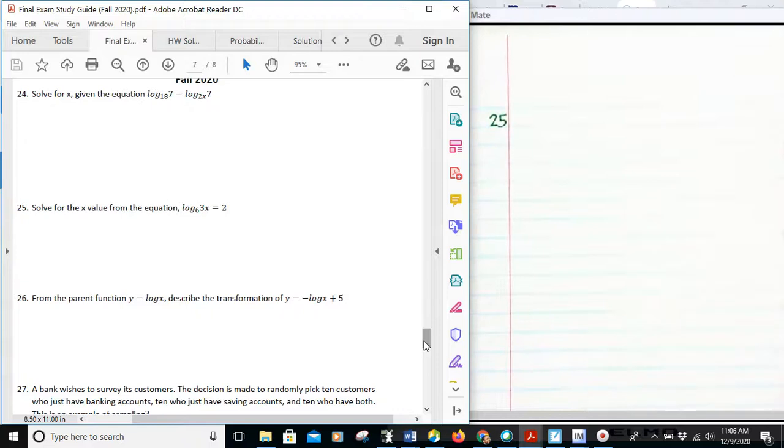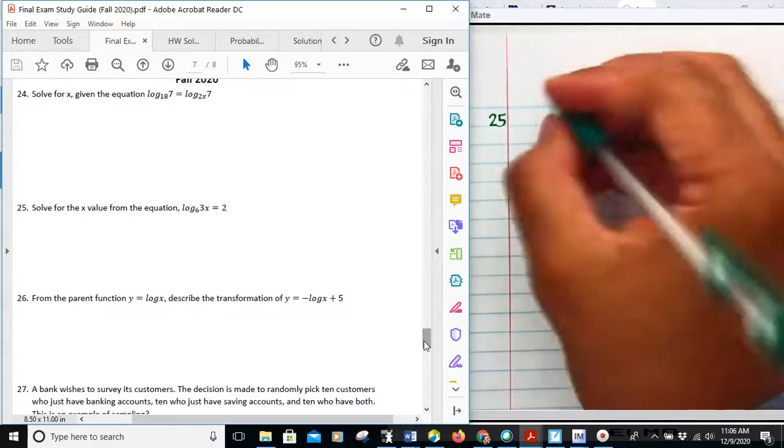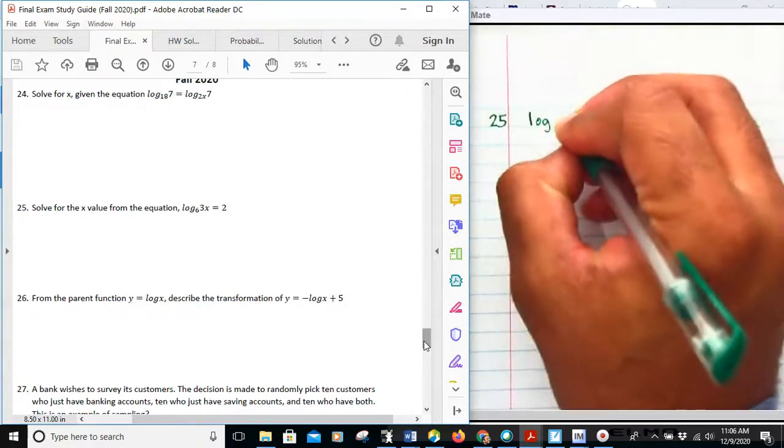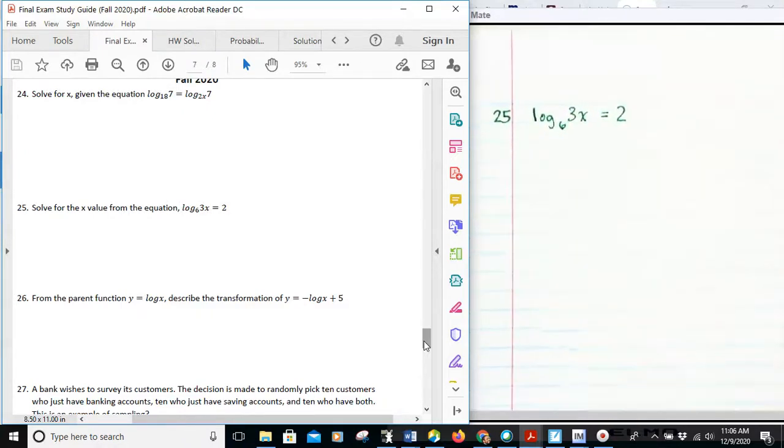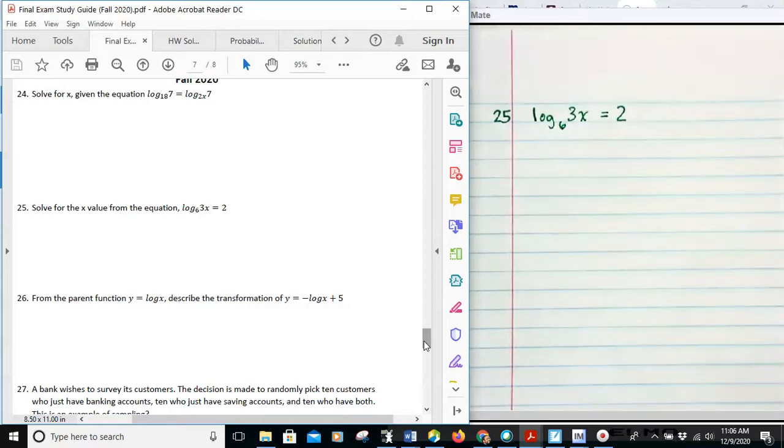Oh, let's do 25 and 26. Let's do those two. All right, so this one is dealing with our log equation itself, a simple equation, and we need to solve for x.